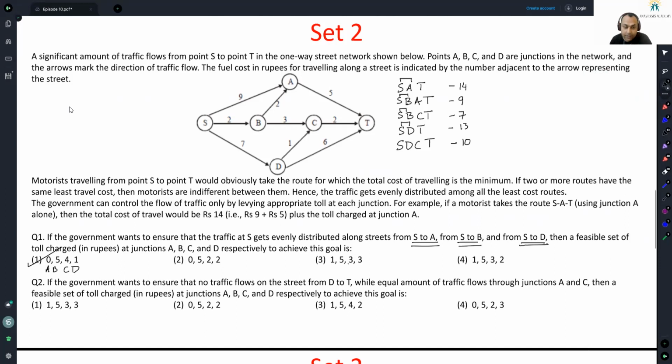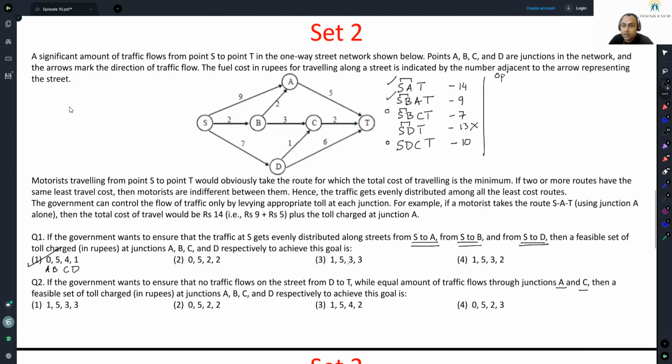If the government wants to ensure that no traffic flows on the street from D to T, so this route is out of question anyway, while equal amount of traffic flows through junctions A and C, then feasible set of toll charges in rupees at junction A, B, C, D represent. Now see, basically, if we want equal amount of traffic flowing through junctions A and C, A is mentioned in this route, A is mentioned in this route, and C is mentioned in this route, and C is mentioned in this route. We want a 50% split across these four. We want equal charges across these four.